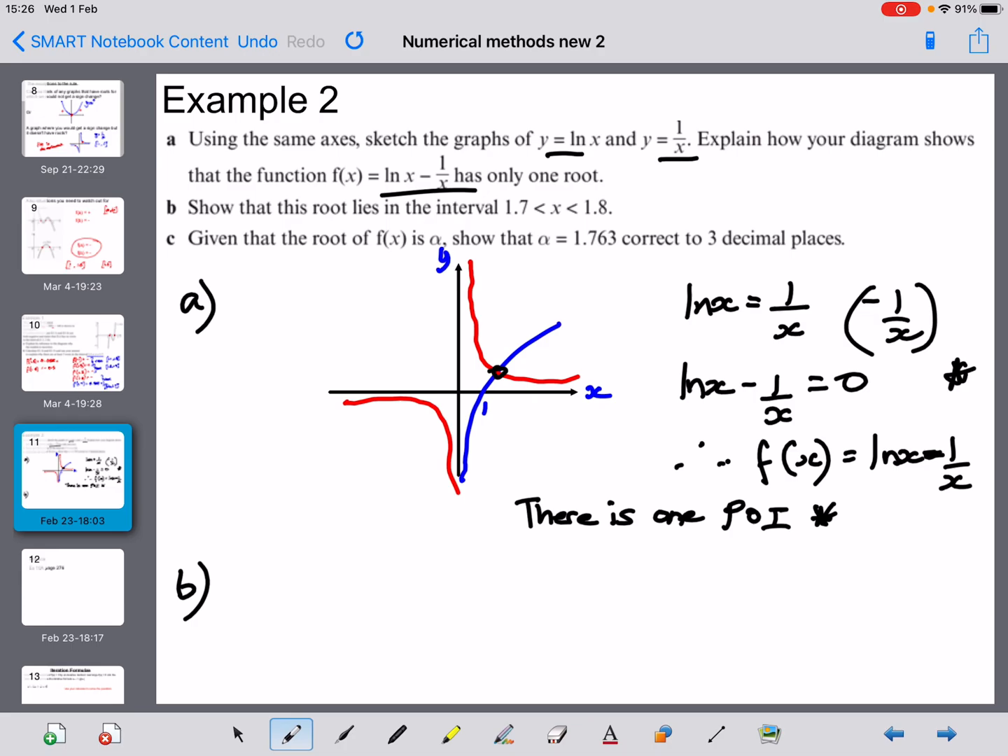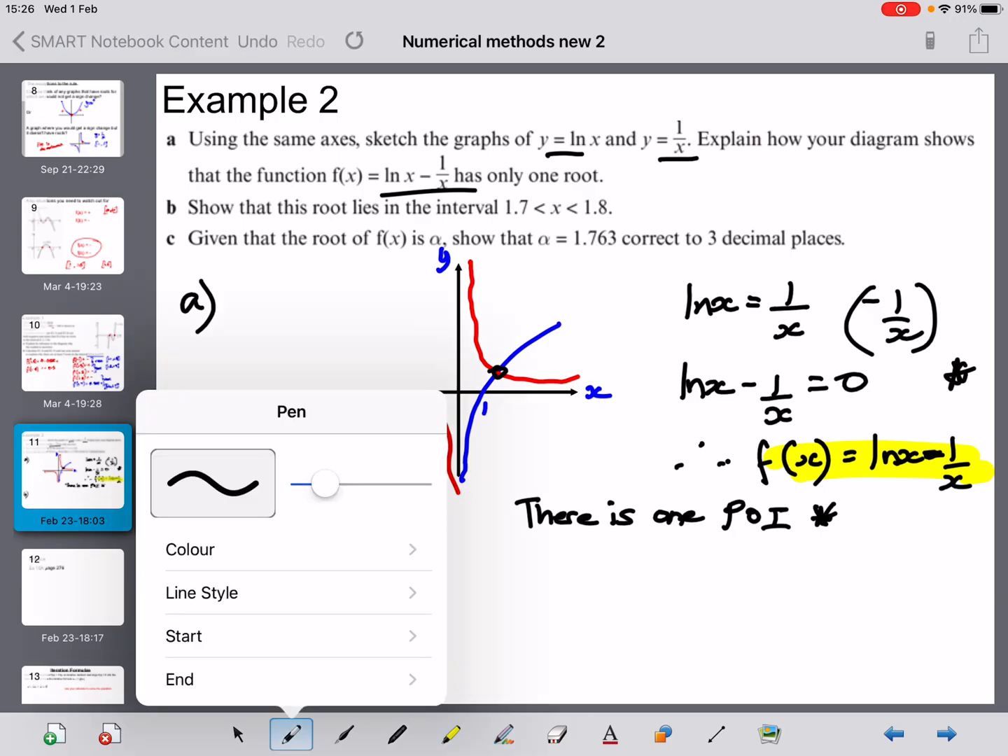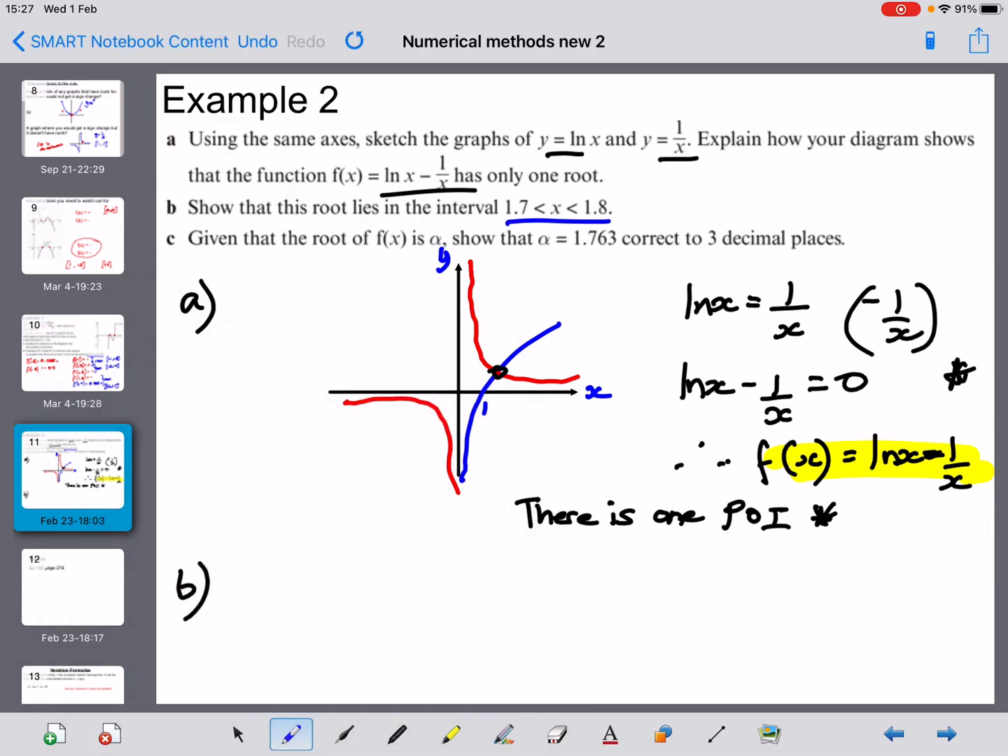Okay, so we're going to start with this here, and we are going to substitute in our values in the interval. So if I do f of 1.7, so log of 1.7 minus 1 over 1.7 is negative 0.06. If I do f of 1.8, I will get positive 0.03. Okay, so we've got a sign change, so we know that that root is somewhere between 1.7 and 1.8.